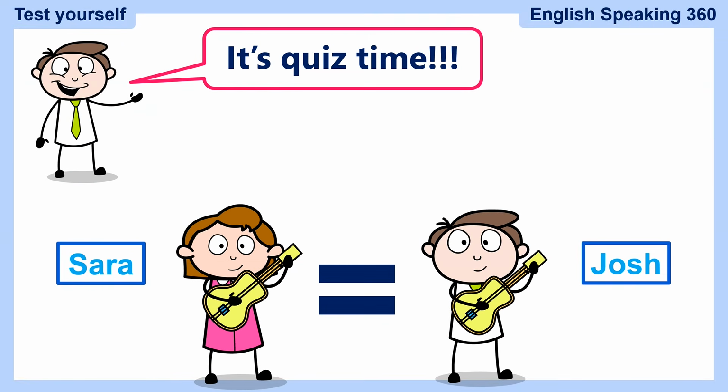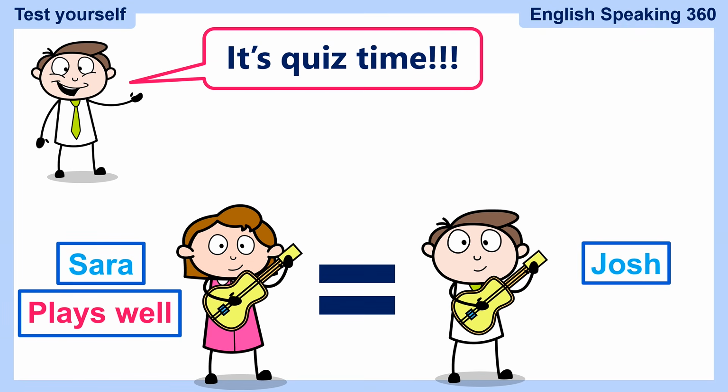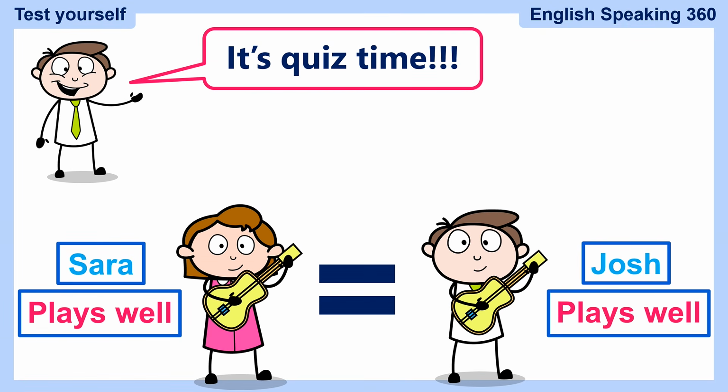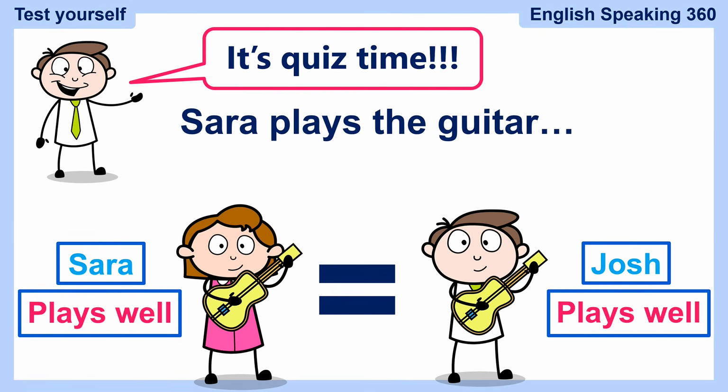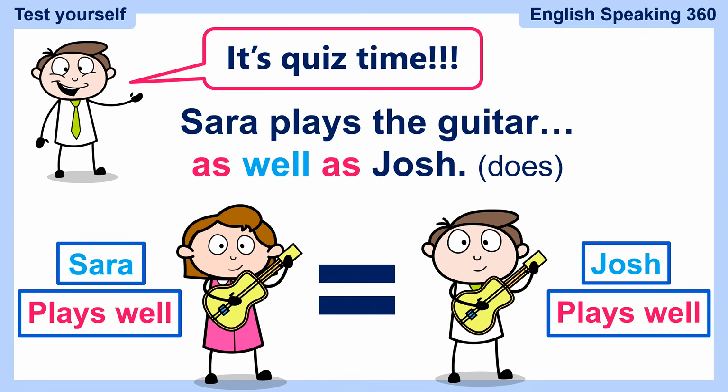And now it's quiz time. Are you ready? You have to show me what you can do. Sarah plays well. Josh plays well. They are equal. Now you have to make the sentence. So start like this. Sarah plays the guitar. What is your answer? Are you ready? Sarah plays the guitar as well as Josh, or as well as Josh does.